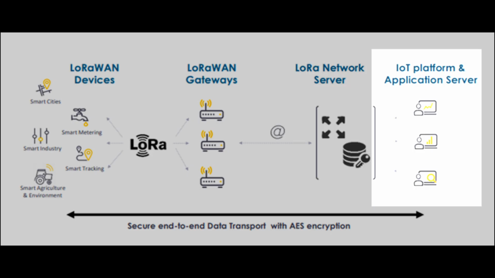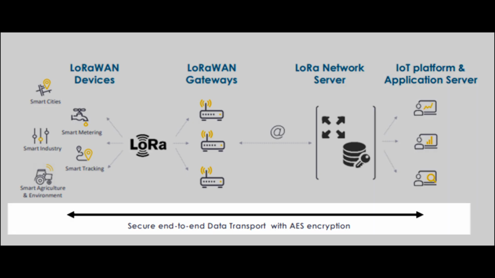Application servers at the end perform data processing, analysis, and visualization. They turn this raw data into a useful data format and form meaningful information. They provide user interfaces, dashboards, or APIs for administrators, developers, or end users to interact with the system, visualize data, configure settings, and access relevant information. So all the data is secure and end-to-end encrypted with AES.